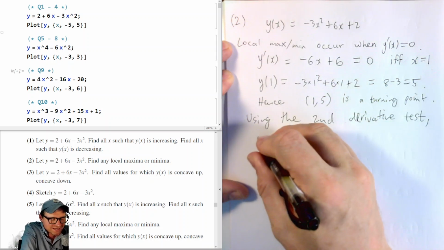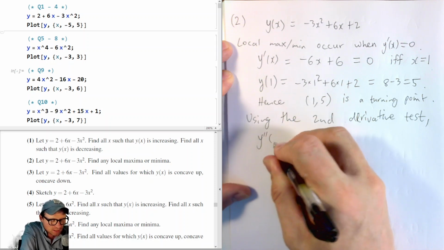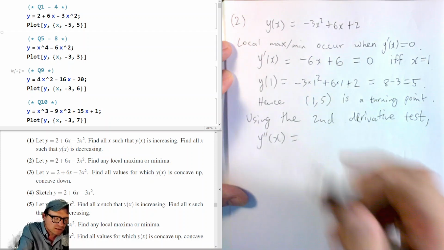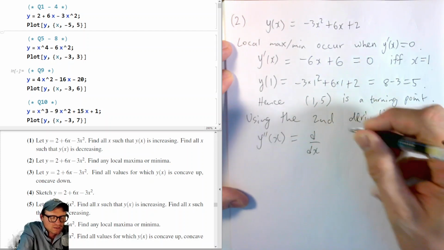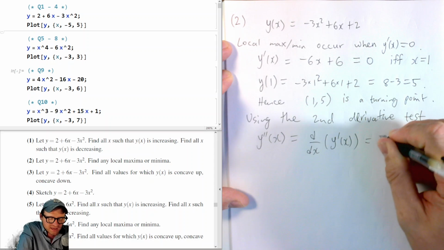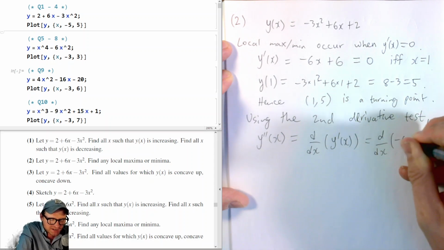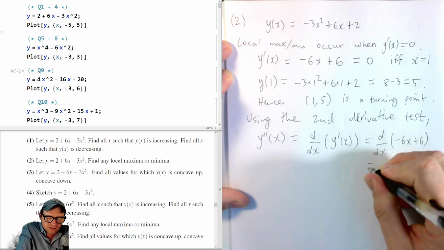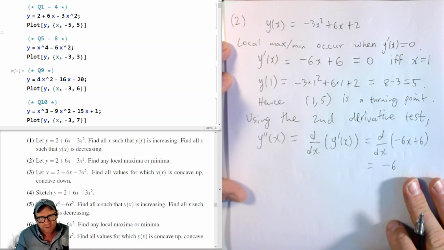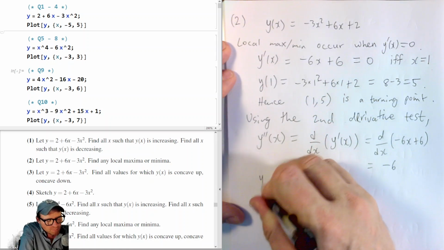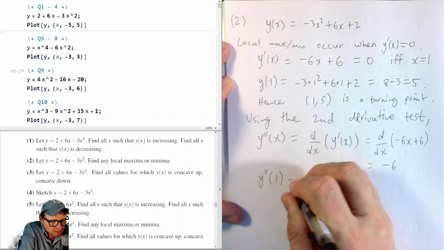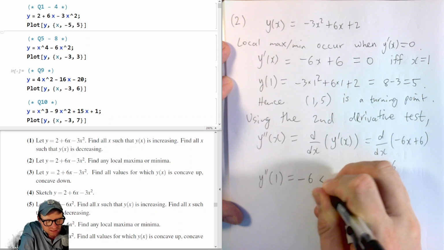Okay, and so we take the second derivative, so y double dash of x is equal to, now what I'm doing is just differentiating again. So the derivative of y dash, and so that is the derivative of minus 6x plus 6, and so it's clearly just minus 6. Now it's minus 6 everywhere, okay? But in particular, we want to look at what happens at the turning point. Y double dash of 1 is minus 6, and this is negative.